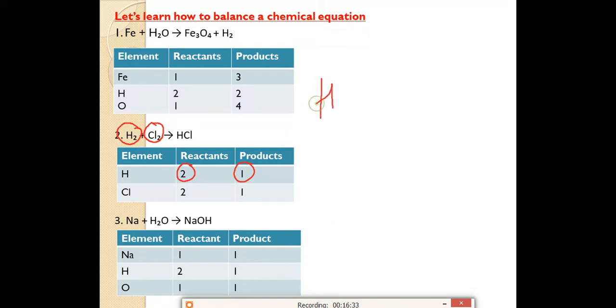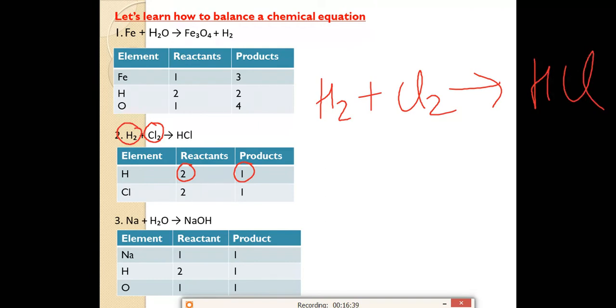So how will we balance this reaction? H2 plus Cl2 gives HCl. This reaction is very easy. What do we have to do? Simply we have to put a 2 over there. Now we have 2 atoms of hydrogen and 2 atoms of chlorine, right? So this will also become 2. This will also become 2. Now our reaction is a balanced reaction.